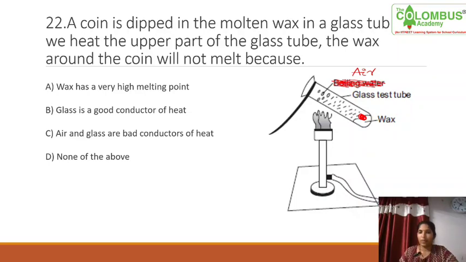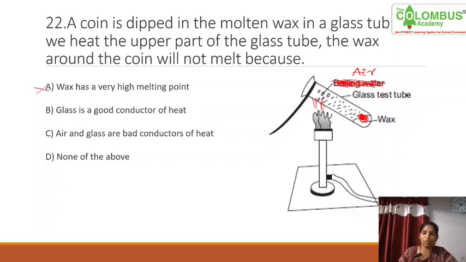Now you are heating the glass tube at the top. Now this coin, whatever the wax around this coin, is not melting. What may be the reason? Option A: wax has a very high melting point. No, if wax had a high melting point, our candle would not melt fast.